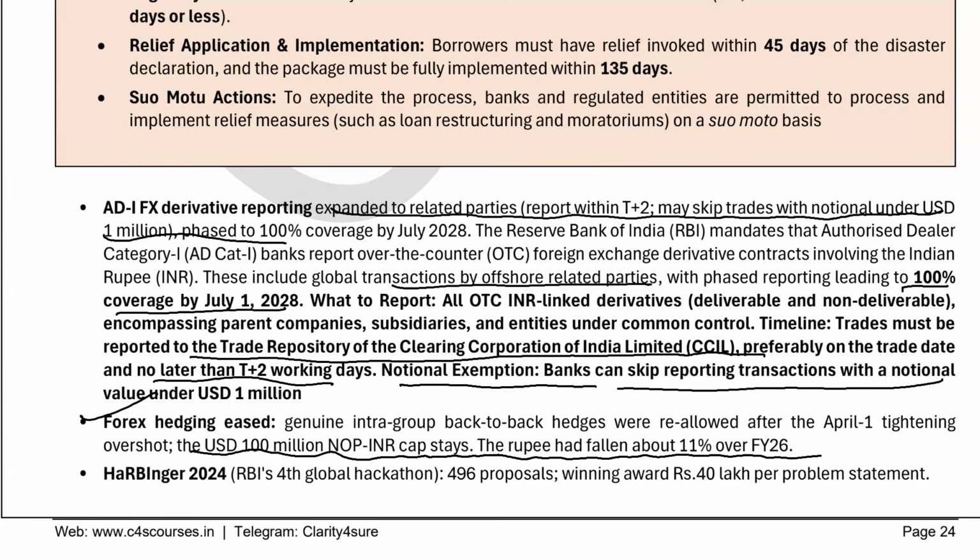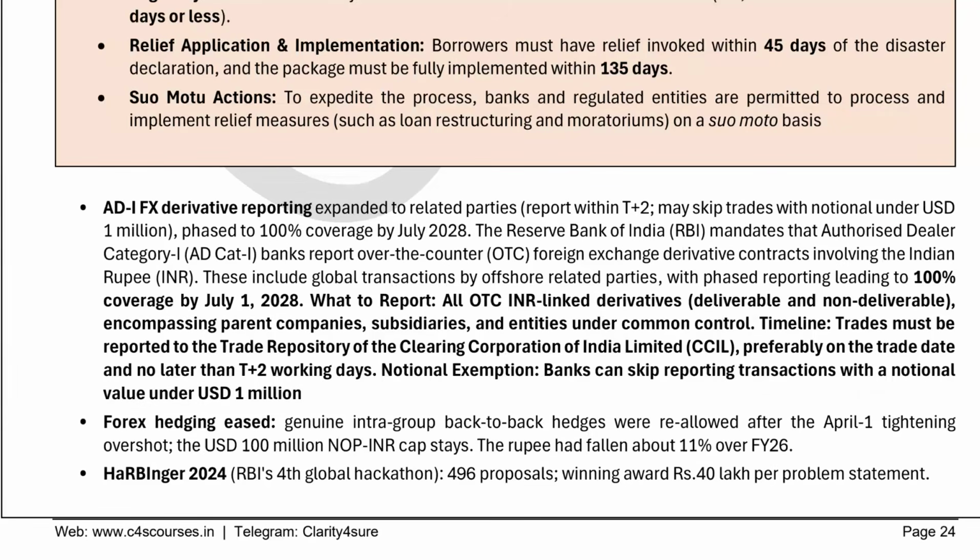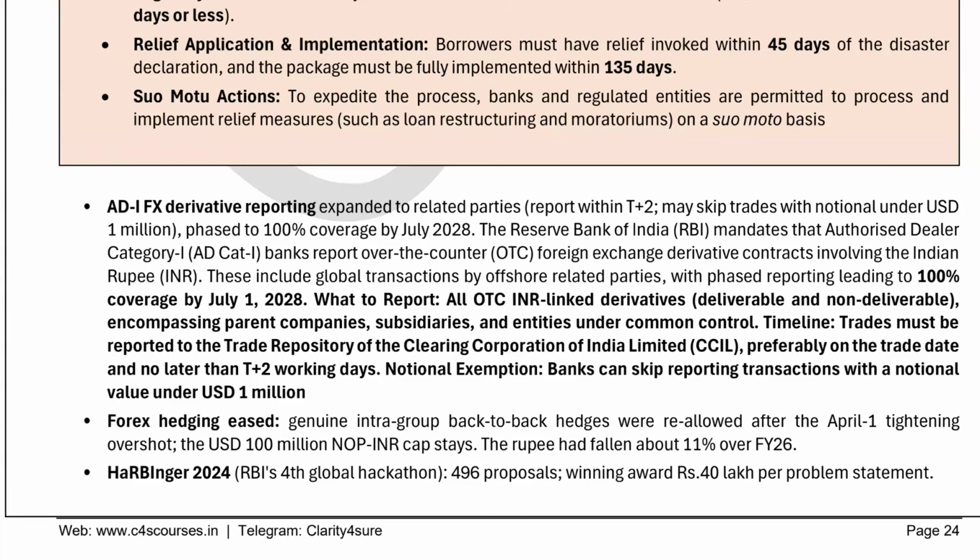Now the other news for the day is Harbinger 2024, the RBI's fourth hackathon, with 496 proposals, winning award of rupees 40 lakh per problem statement. So please have a look.